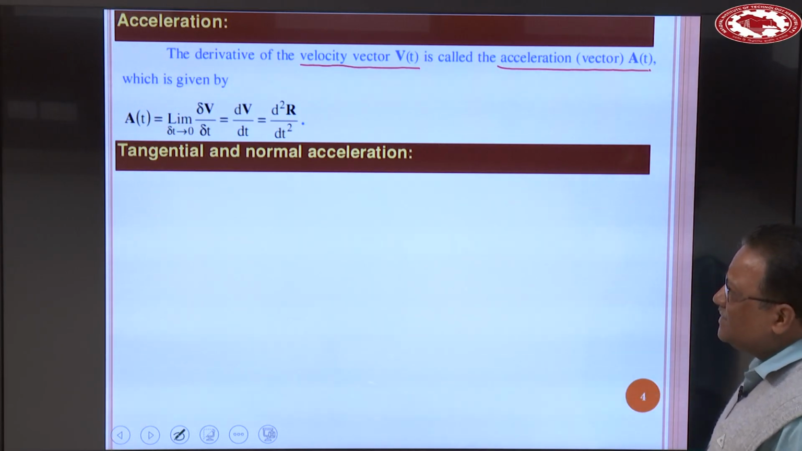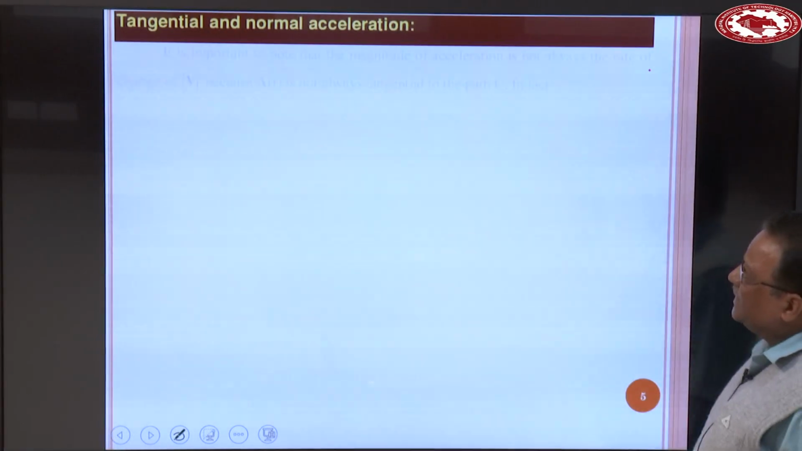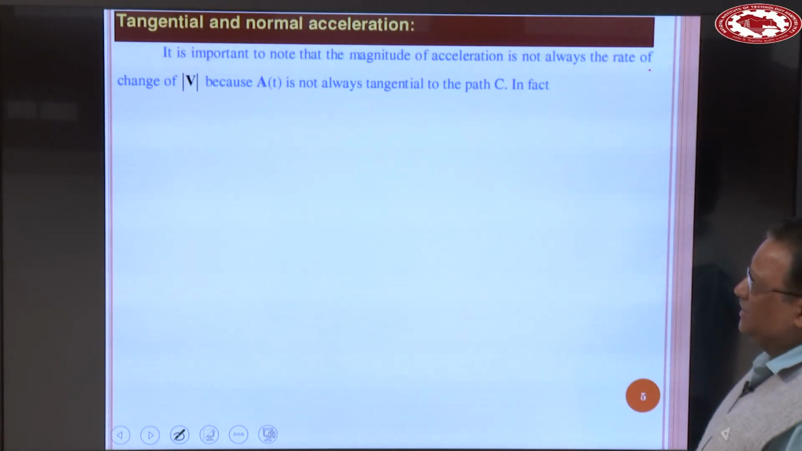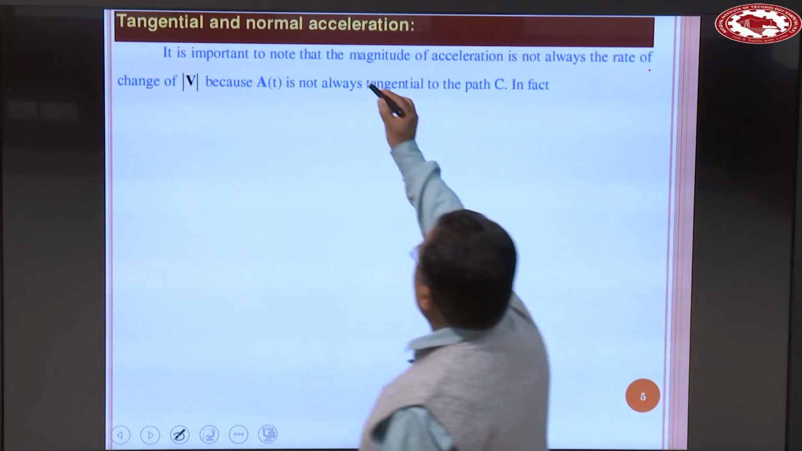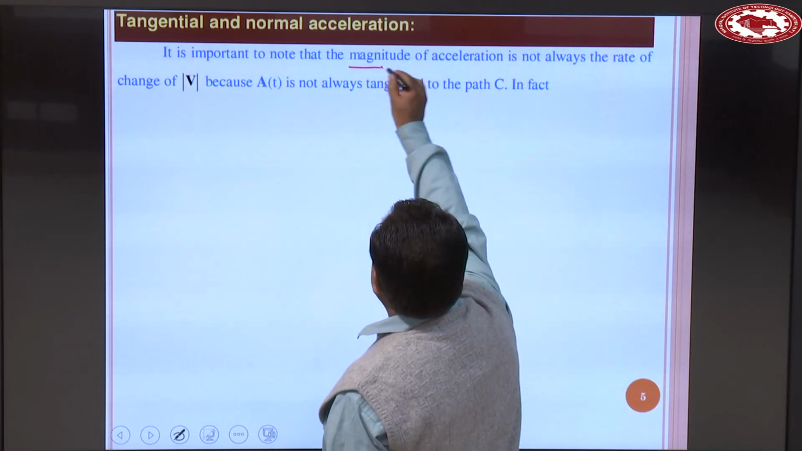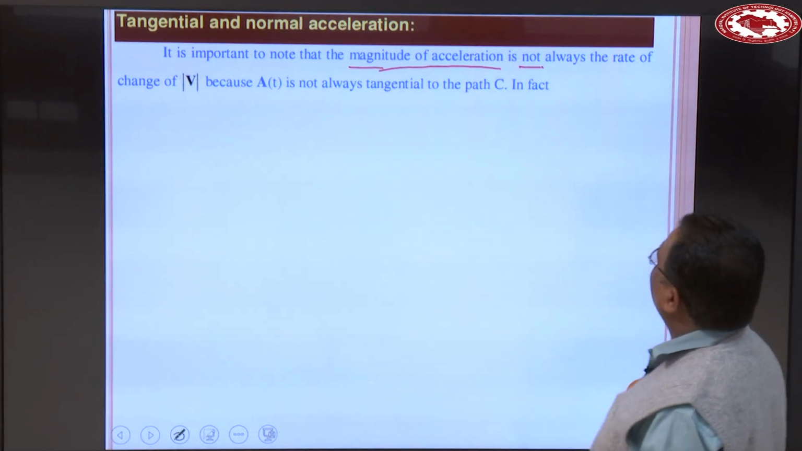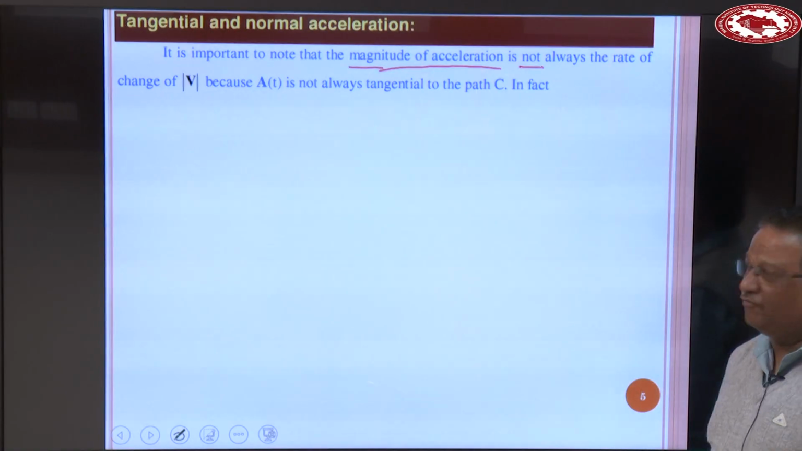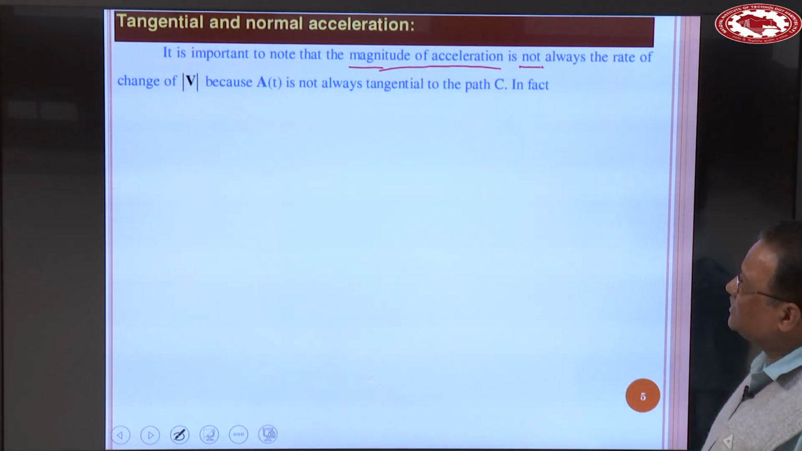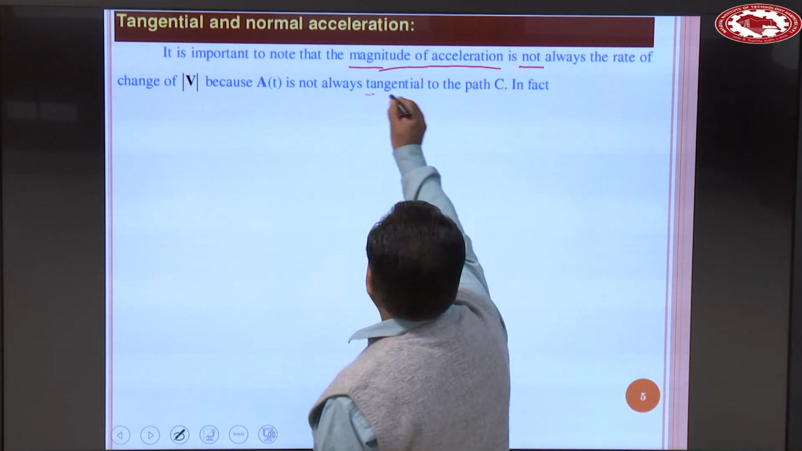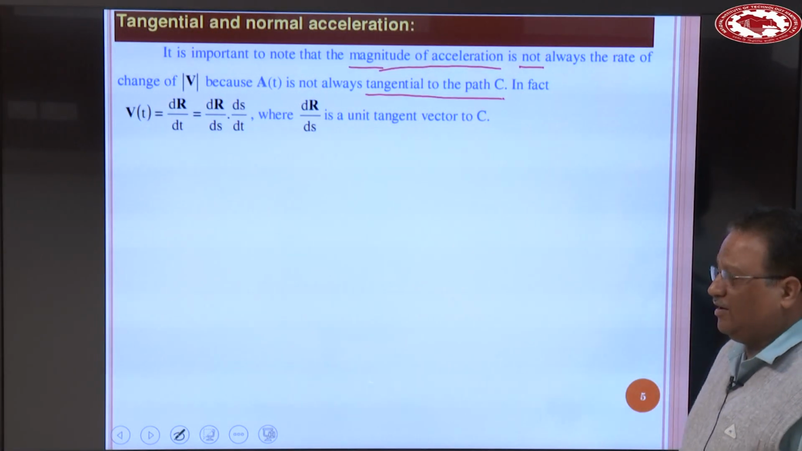The next topic is how to define tangential and normal acceleration. It is important to note that the magnitude of acceleration is not always the rate of change of the magnitude of v, because the acceleration A is not always tangential to the path C. So, in fact, how can we define v?